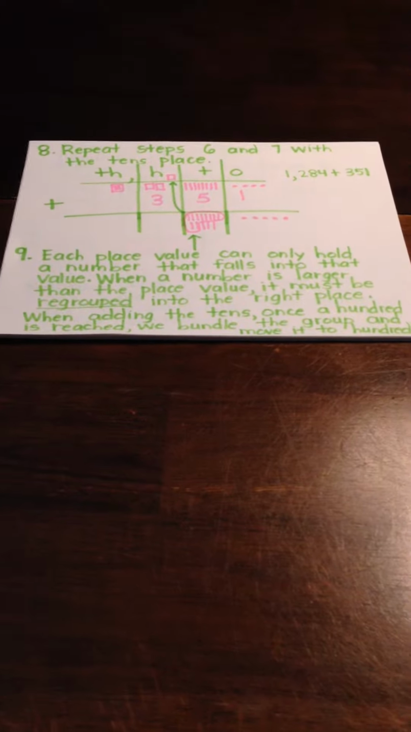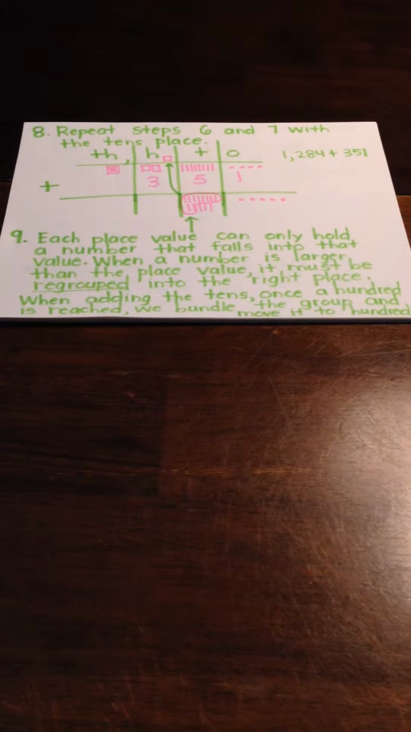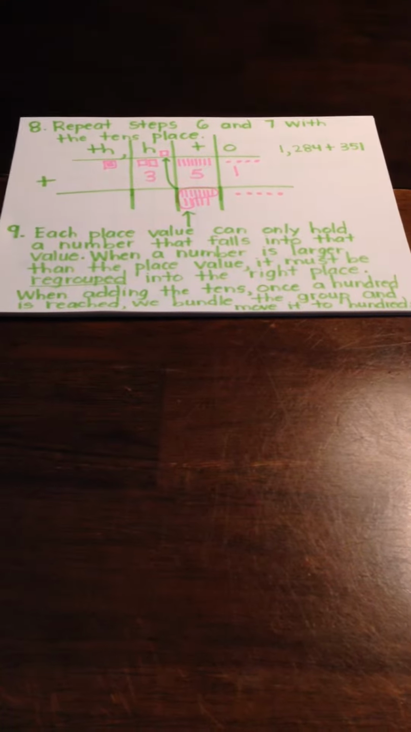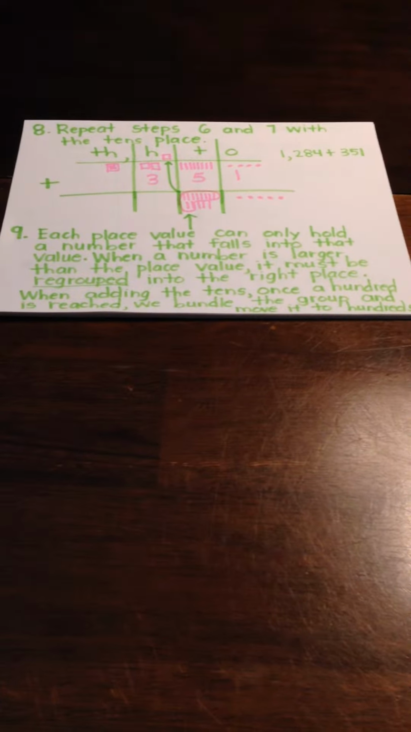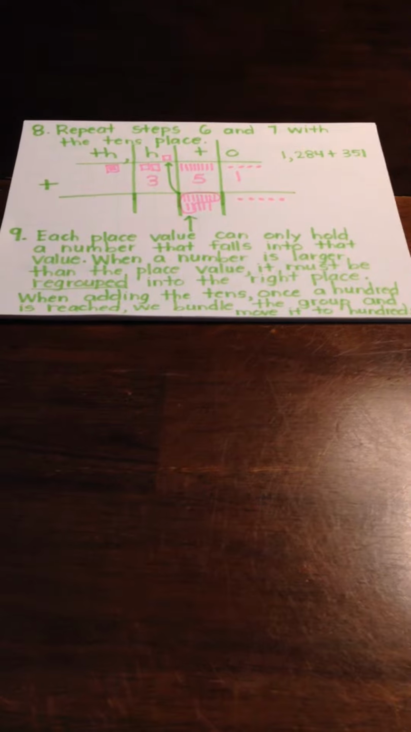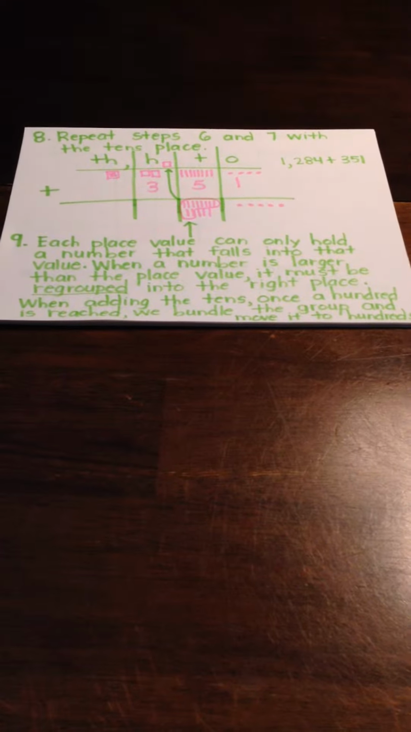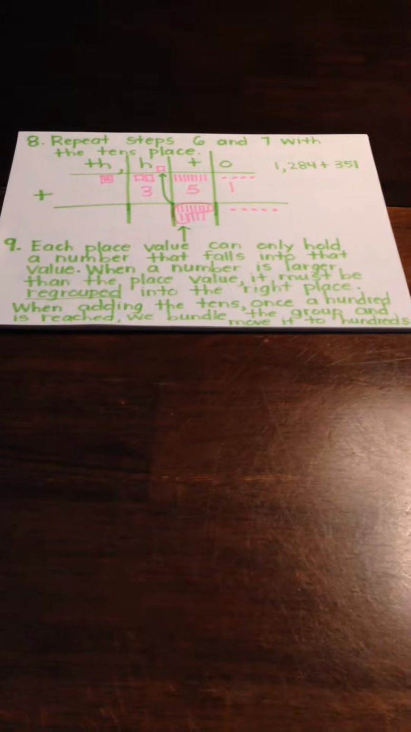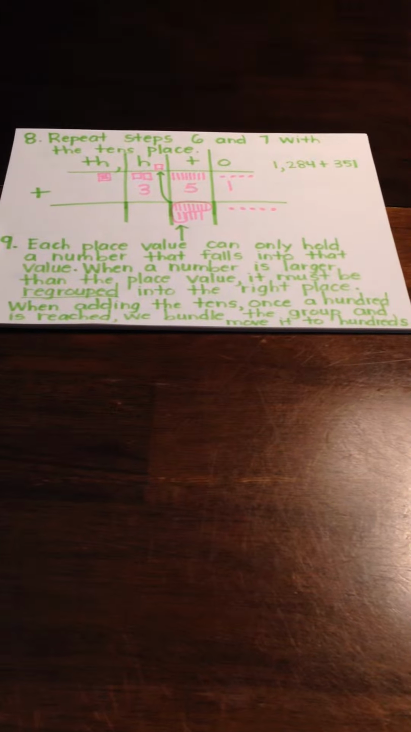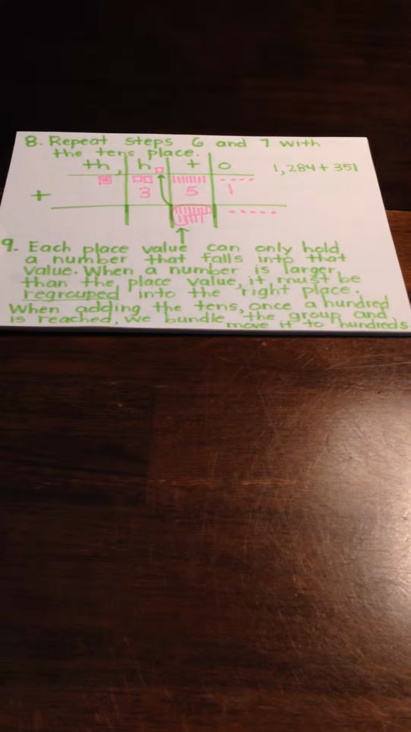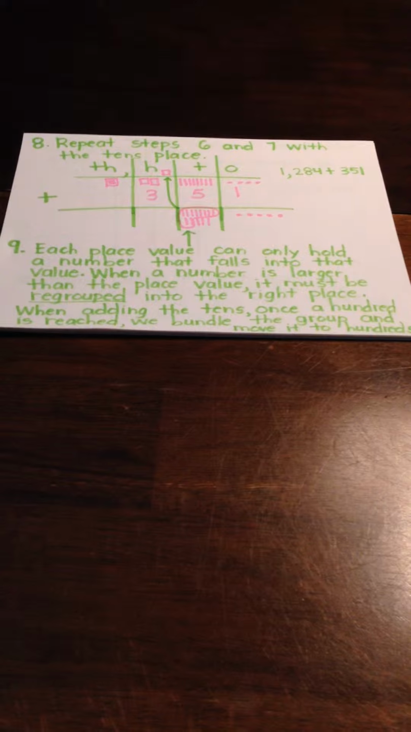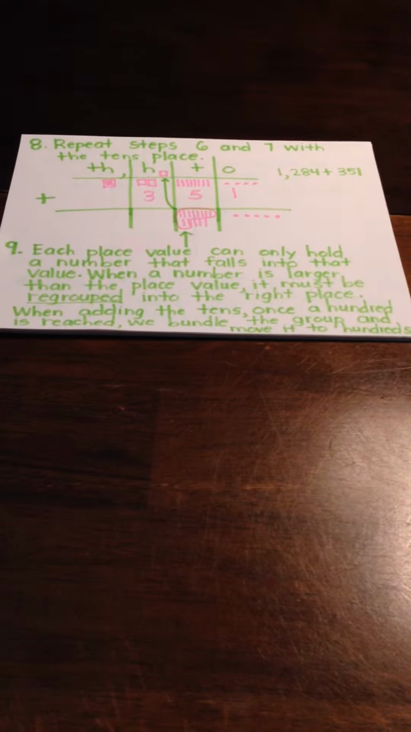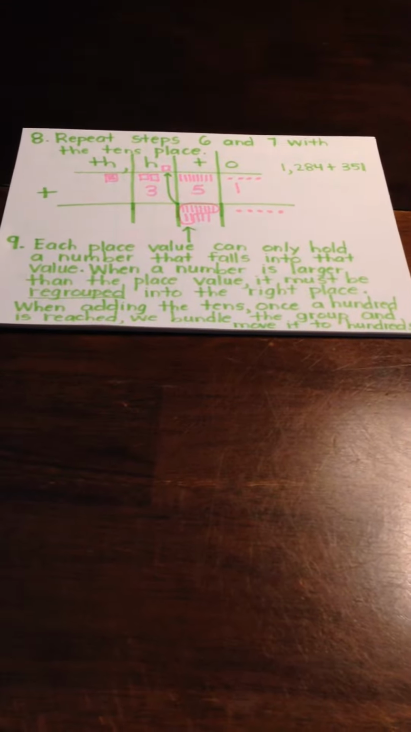Notice, each place value can only hold a number that falls into that value. When a number is larger than the place value, it must be regrouped into the right place. When adding the tens, once 100 is reached, we bundle the group and move it to the hundreds place. So when I look at my model that I've drawn, I need to skip count my sticks until I reach 100. 10, 20, 30, 40, 50, 60, 70, 80, 90, 100.